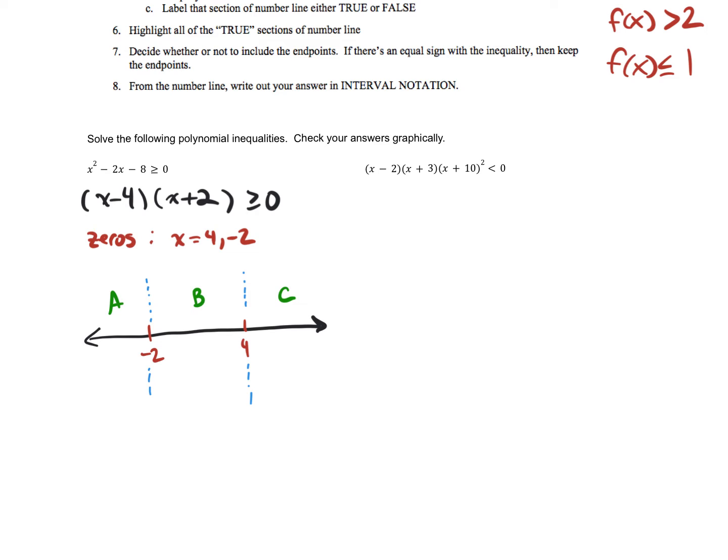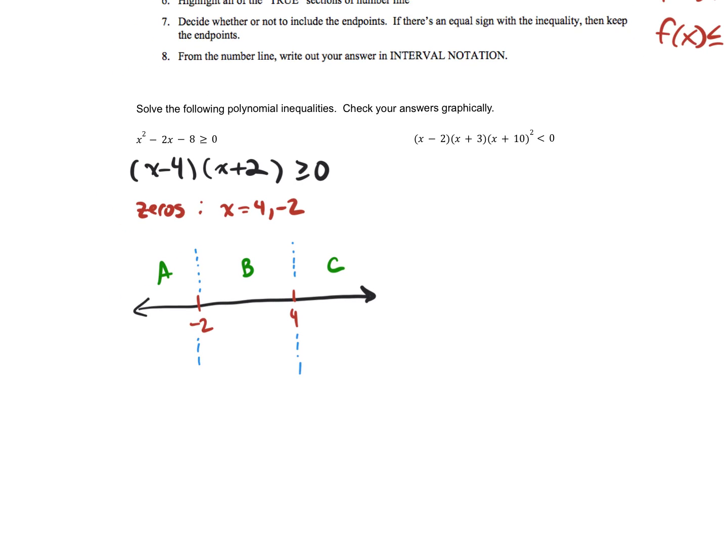So what I'm going to do is pick one number, any number in that region. So a number smaller than -2. And we generally call this a test point. Sometimes I'll write "test" over here. So maybe I'll do -10. Doesn't matter. A number between -2 and 4, how about 0? And then a number bigger than 4, let's say 10.